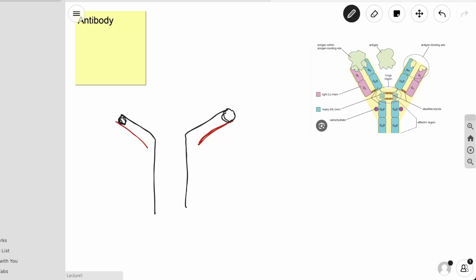Then the next thing you need to know about the structure of this antibody is that it has a hinge region. Look at this diagram I imported, this beautiful diagram. Can you see the cursor? This diagram at this region, look at the hinge region written here. So we have the hinge region. The hinge region is located at this area.